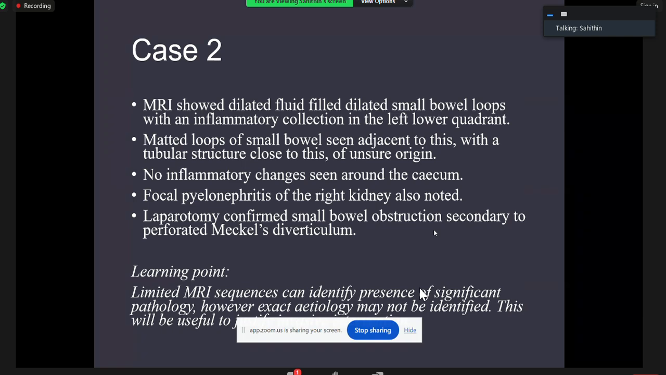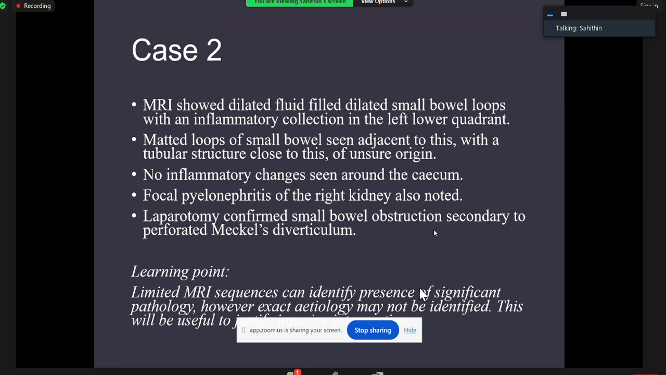So we will not be able to diagnose, or it would be very challenging to say that this is due to Meckel's diverticulum, but we had enough information to tell them that there is bowel obstruction, there is a collection, and we cannot take this further on imaging. So with this information, it was justified in this unwell patient to go for a laparotomy. The surgeon knew what to look for and what to expect, and it helps.